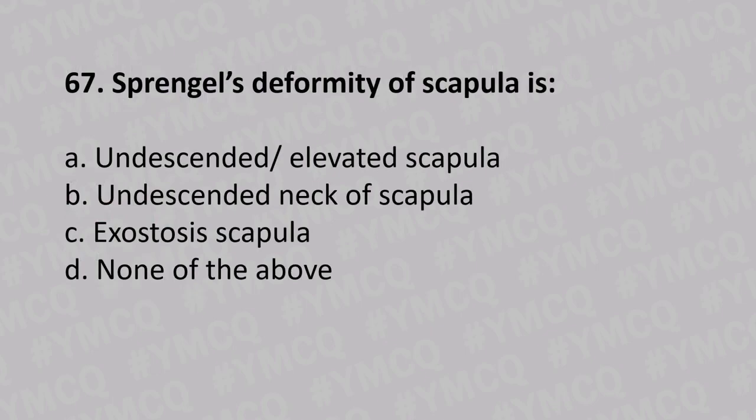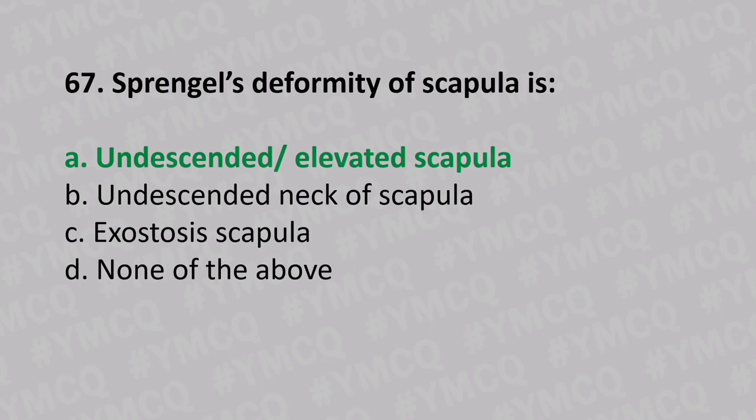Moving to 67th question. Sprengel's deformity of the scapula is option A, undescended or elevated scapula. Option B, descended neck of the scapula. Option C, exostosis of the scapula. Option D, none of the above. And the answer is option A, undescended or elevated scapula. Moving to our 68th question.